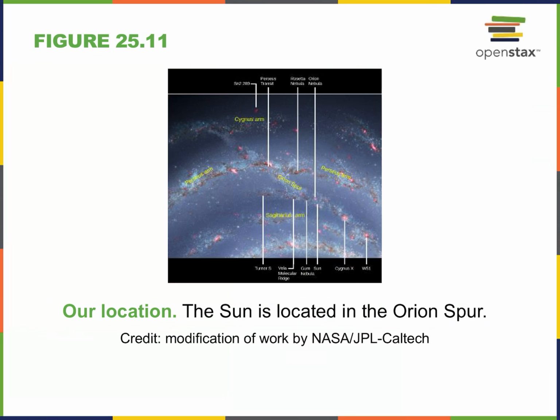Here's a model of our region of the Milky Way disk. We now think we live in a spur, which in this context means connector. We're in the Orion spur, which connects two of the main spiral arms. The arms and the spurs are named after the constellations where we can best see them. You don't have to remember the names.